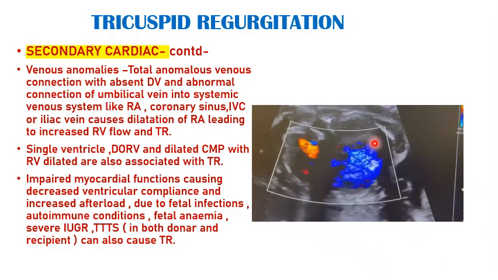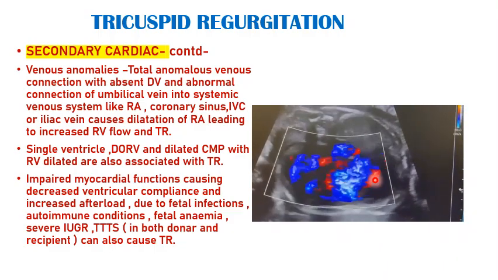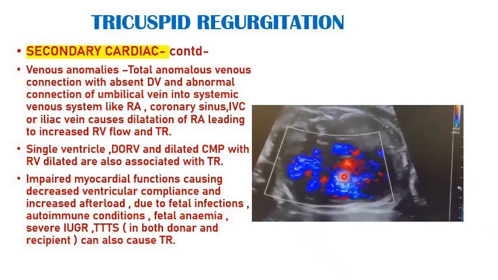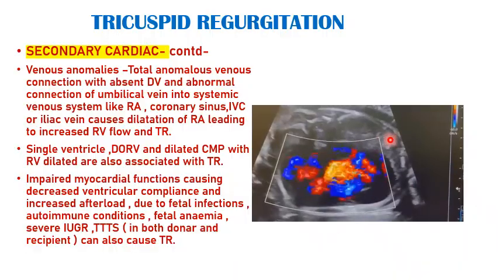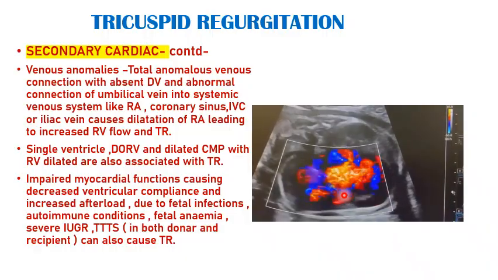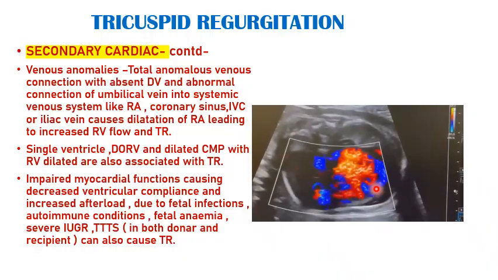Here we can see it is dilated cardiomyopathy. Both TR and MR are seen. The whole heart is seen filling the chest. Huge cardiomegaly with tricuspid regurgitation is there.